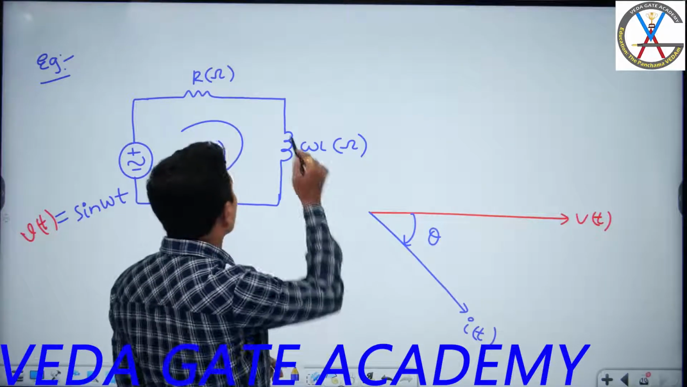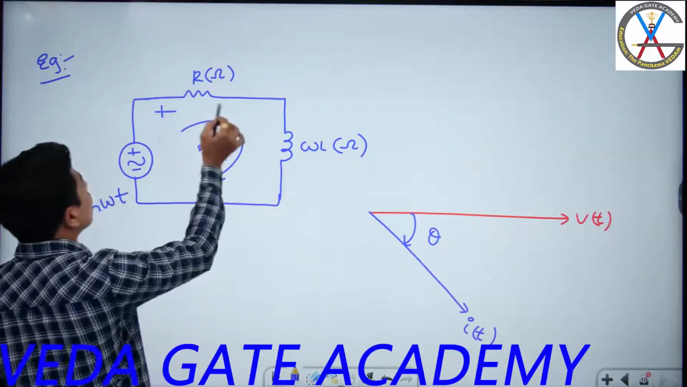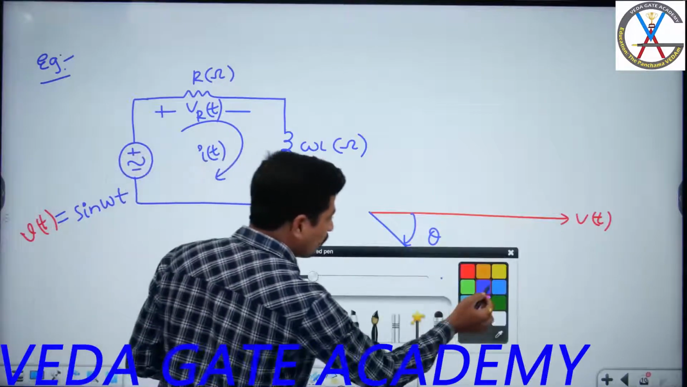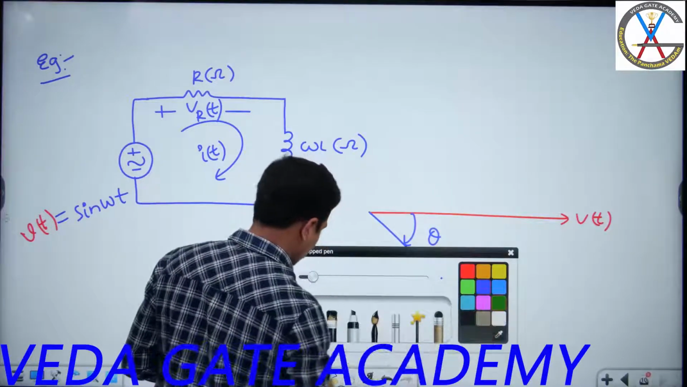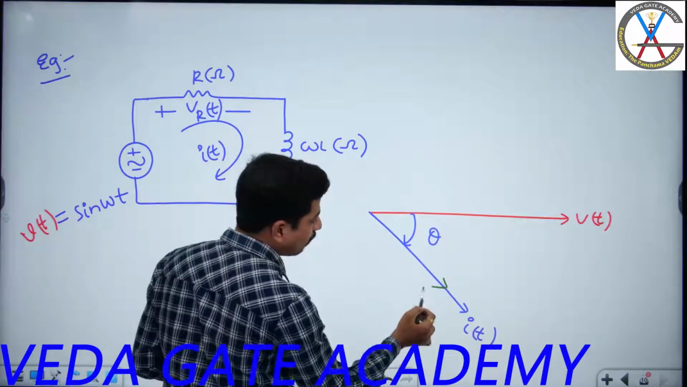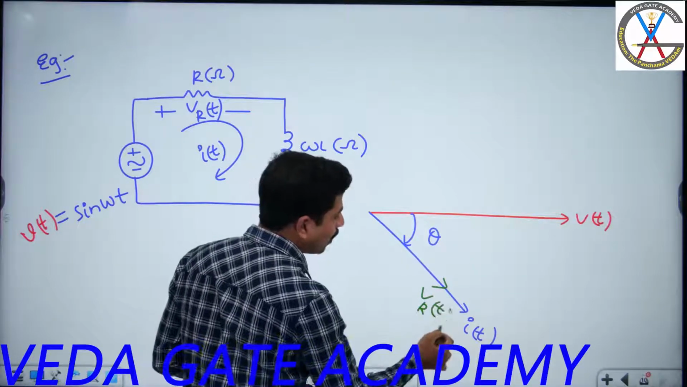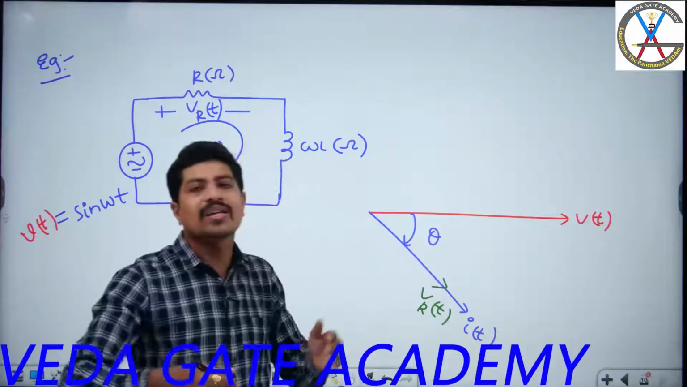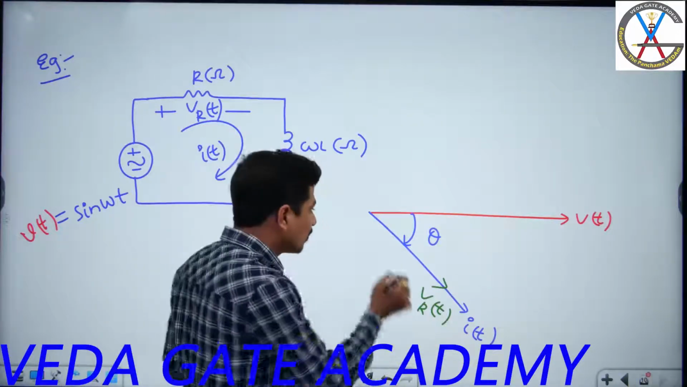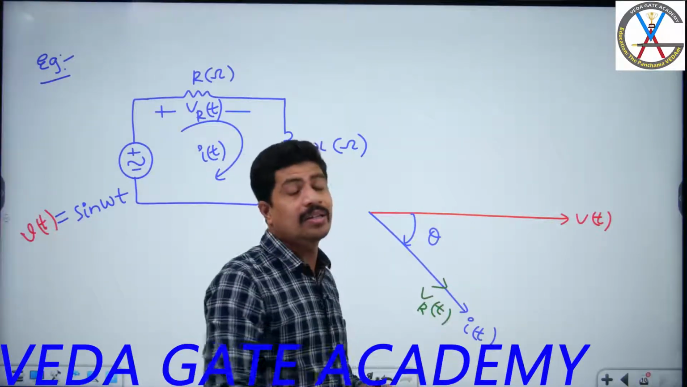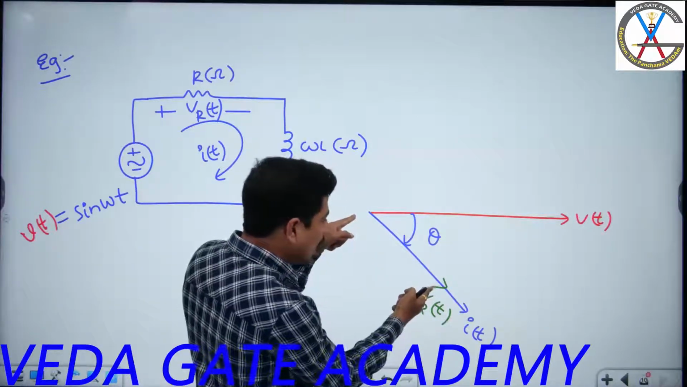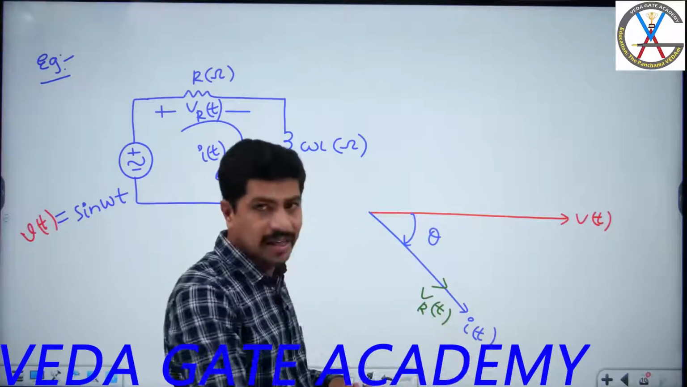We know VR of t, the voltage across the resistor, will be in phase with the current through the circuit. Therefore, this is VR of t. Maybe the magnitude is more than I of t or less than I of t. If R is less than 1, it is less than I of t; if R is more than 1, it is more. So the length of the vector is not a matter here, because we did not take a value of R. It does not make any sense here.